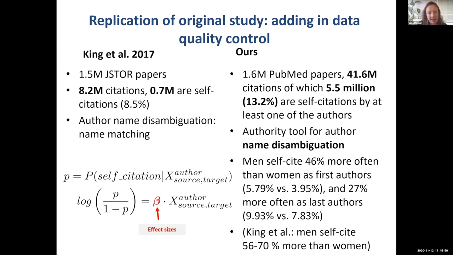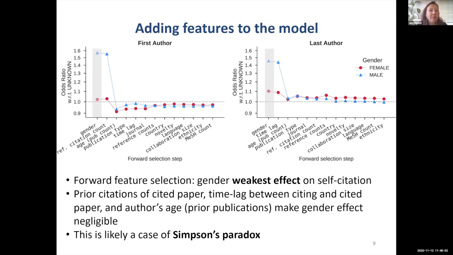But that only applies when we use the exact same prediction model. So that's the model in gray here. On the left-hand side you see a graph for first authors, that's typically the more junior contributors, depending on the field. And then you see a second chart here for last authors. Those are typically the more senior people, also can vary by field. But the results are the same for both types of authors. If we only use gender as the only independent variable to predict self-citation, then we indeed do see this gender difference.